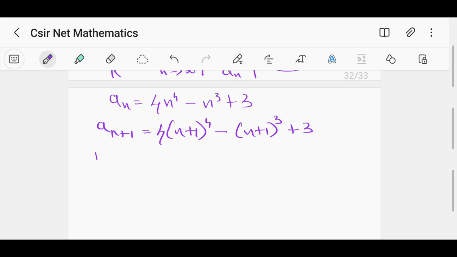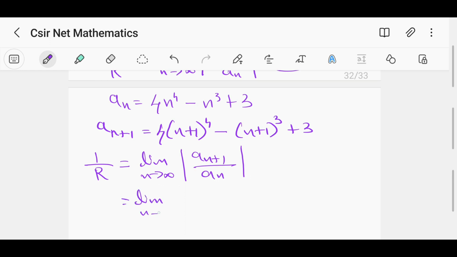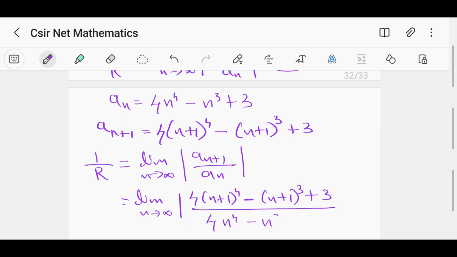Now we can take 1/R equal to the limit as n tends to infinity of modulus of a_(n+1) by a_n. This implies the limit as n tends to infinity of modulus of, what is a_(n+1)? 4 times (n+1)^4 − (n+1)^3 + 3, divided by a_n, the term 4n^4 − n^3 + 3, with the modulus sign.